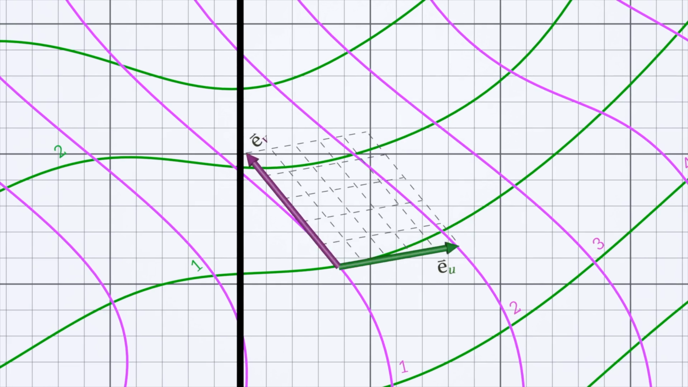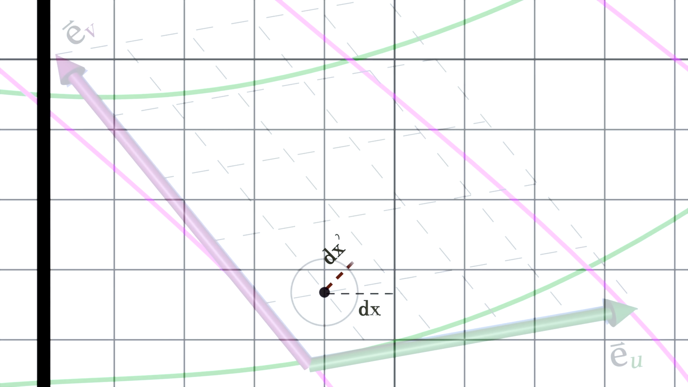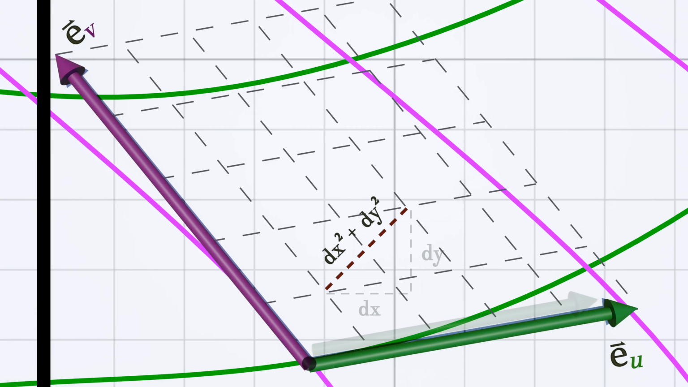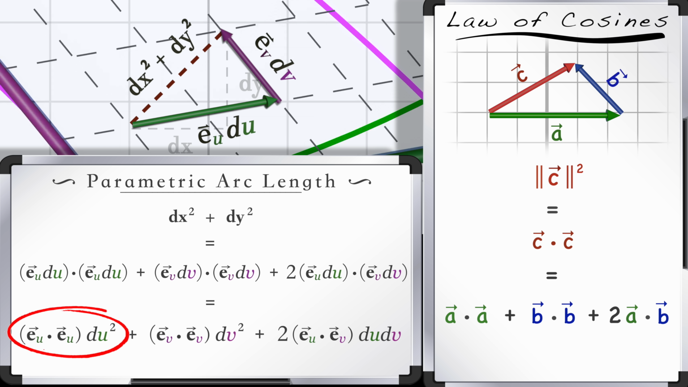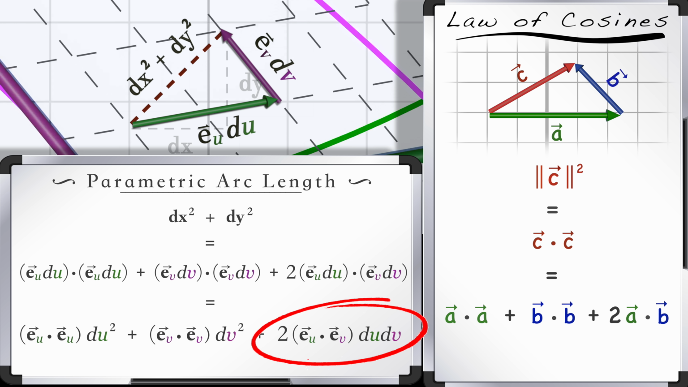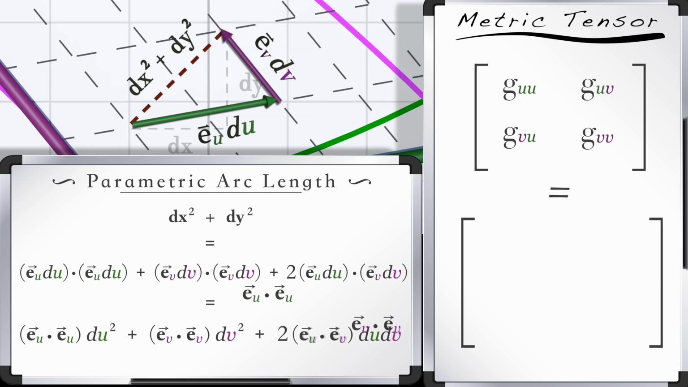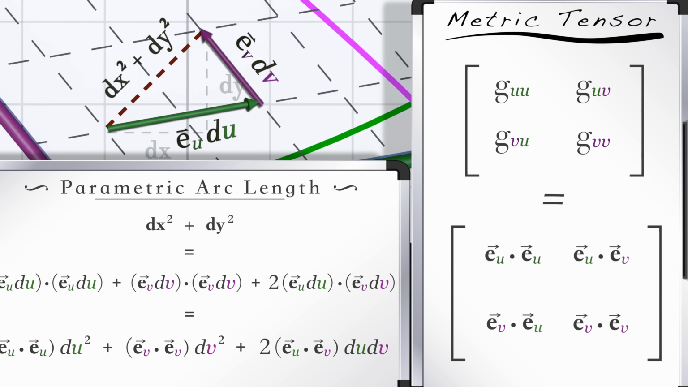For instance, if we consider a small Euclidean distance element dx squared plus dy squared about a given point, we can now describe this element in terms of the parametric basis. We simply note that this distance element is, via the law of cosines, the dot product of the u basis vector with itself times du squared plus the dot product of the v basis vector with itself times dv squared plus twice the dot product of the u basis vector with the v basis vector times du dv. These dot product coefficients, when assembled together, yield an important tool called the metric tensor.